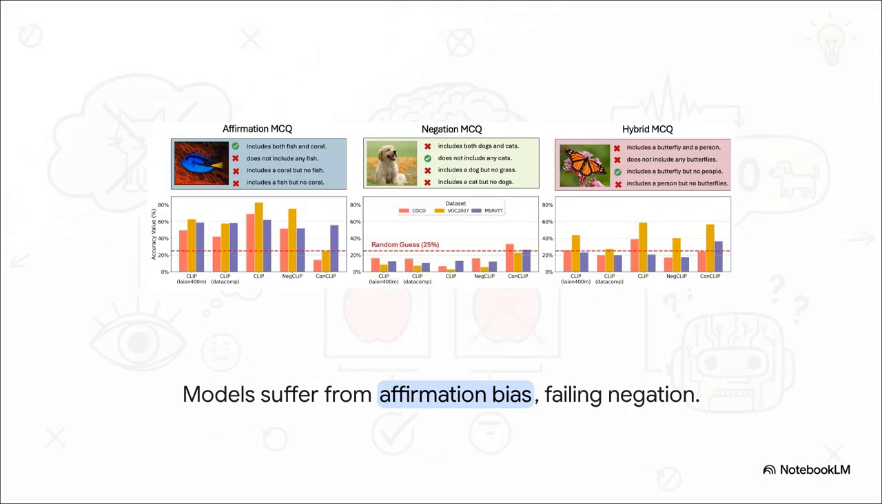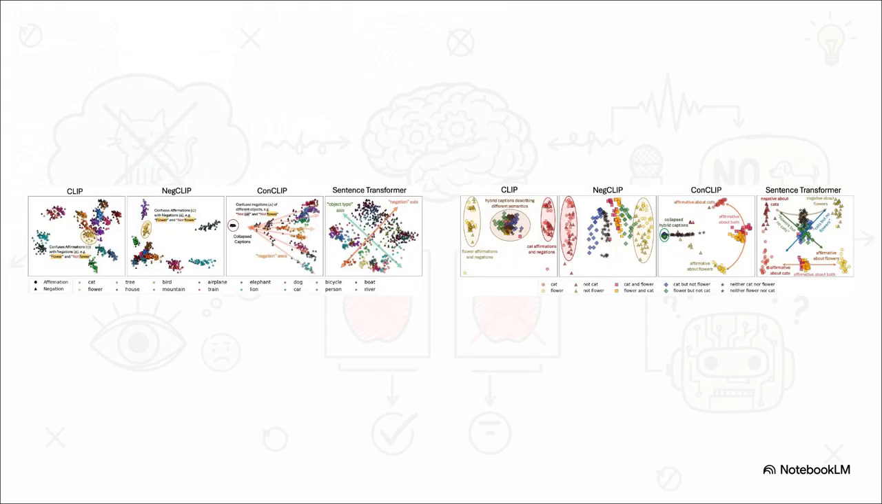The authors brilliantly diagnosed this as an affirmation bias. Think about it. Because pre-training datasets are overwhelmingly filled with affirmative statements, models get really good at affirmative questions. But when you hit them with pure negation questions, they completely crash. They essentially assume all text is affirmative and just act like the negative constraint isn't even there. This is the real aha moment of the paper.